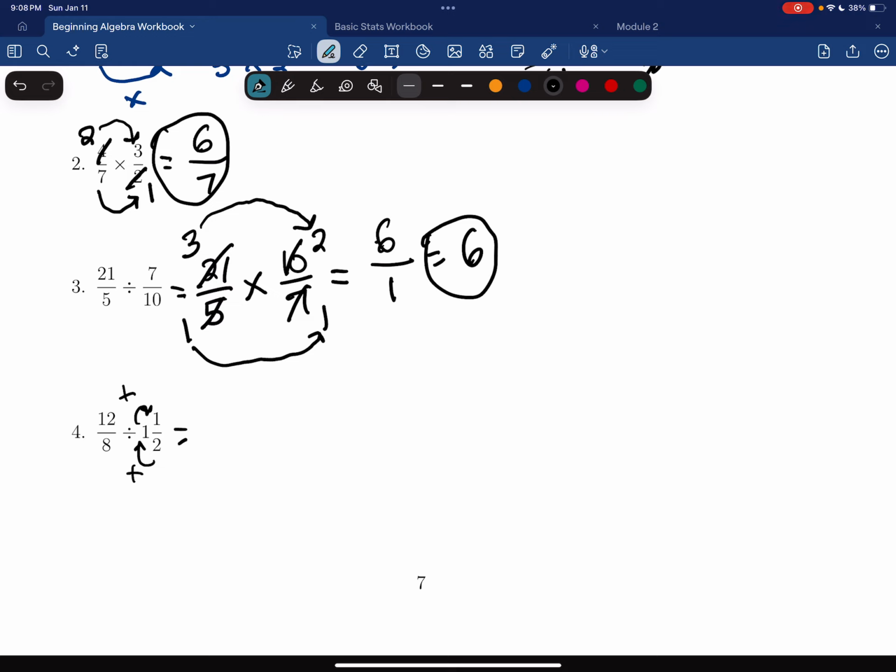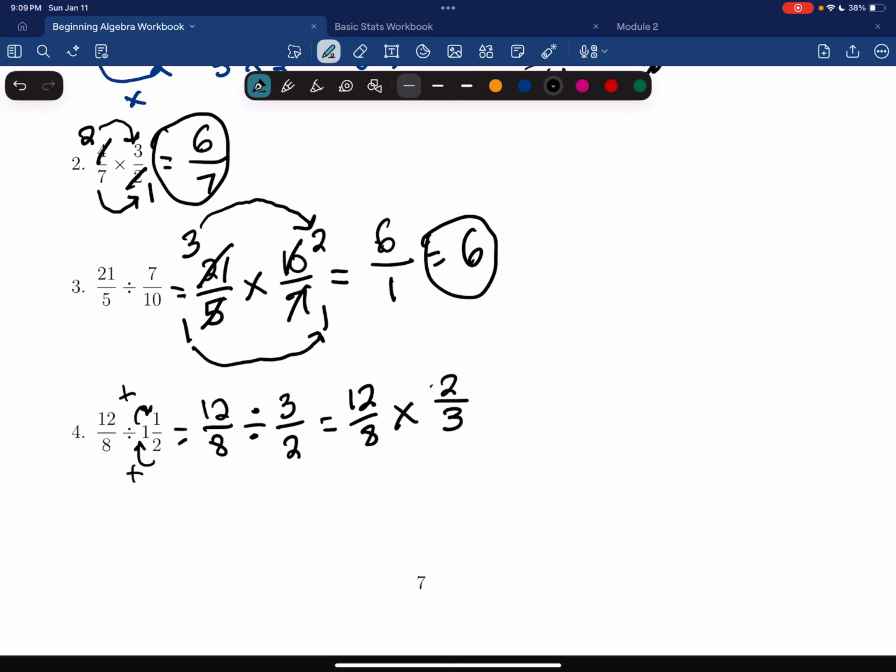So what this is going to look like is we have 12/8, and we're going to divide that by the mixed number, which now we're converting to an improper fraction, which we said is 3, and then we're going to keep that denominator as 2. So now because we're dealing with division, we're going to do keep, change, flip. So we're going to keep the first fraction, 12/8, change the division to multiplication, and then flip the second fraction. So 3/2 now becomes 2/3.